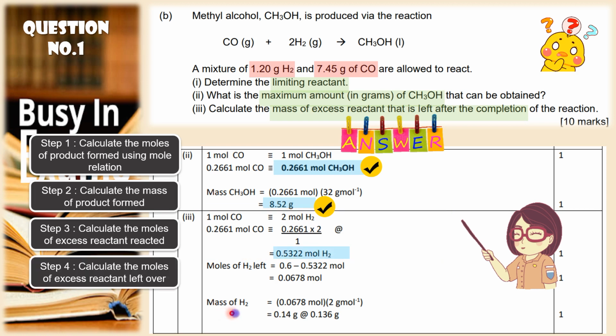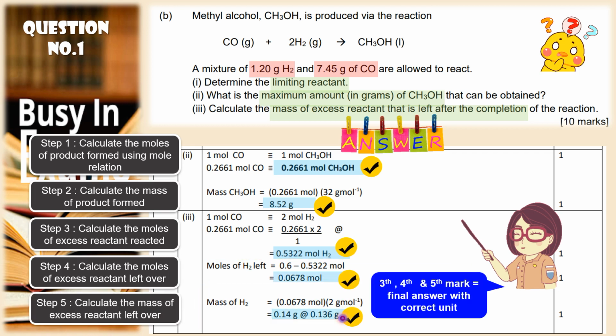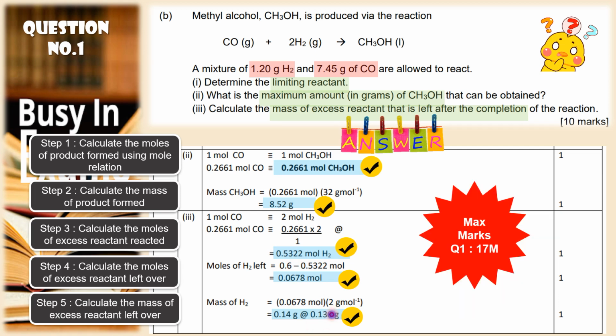So, mole left over times its molar mass. Okay, remember H2 is 2 hydrogen, so 2 gram per mole. For this part, you will get 3 marks. So first mark when you calculate the mole of H2 reacted, then the mole of H2 left over, and the mass of H2, with the unit here being gram. So the whole mark for the first question is 17 marks.